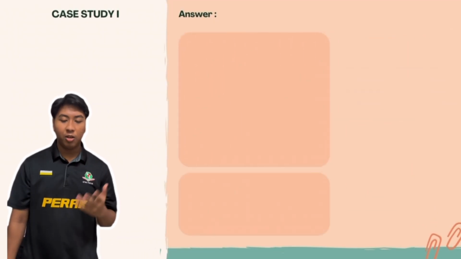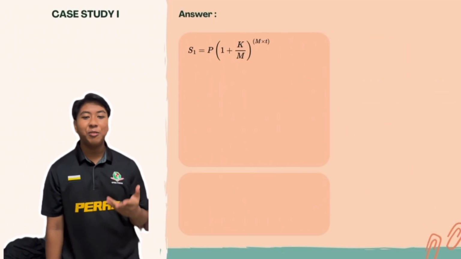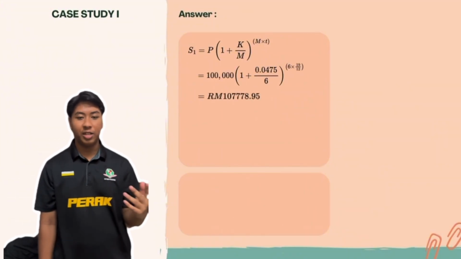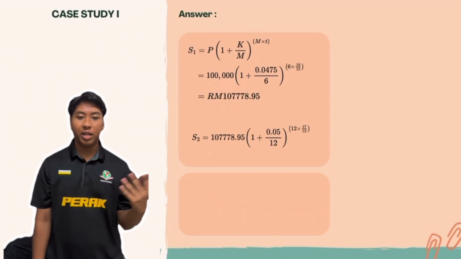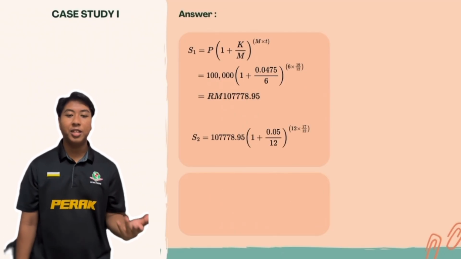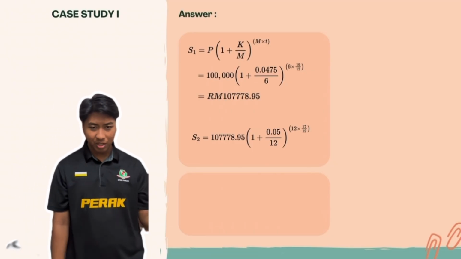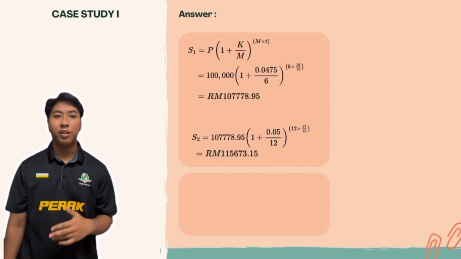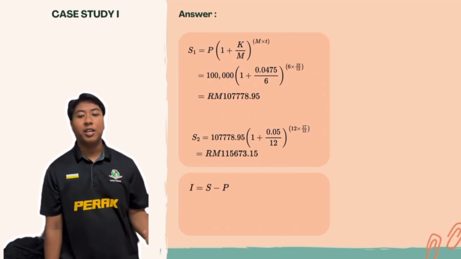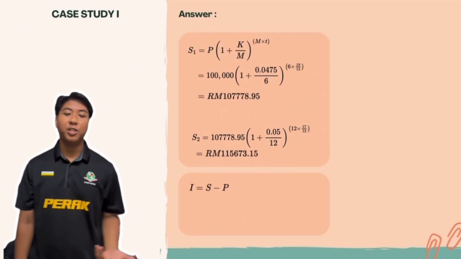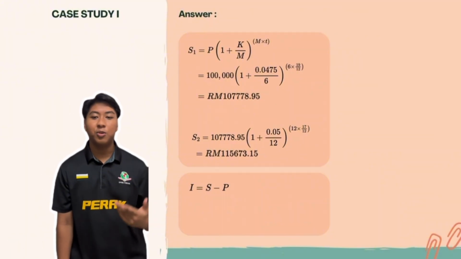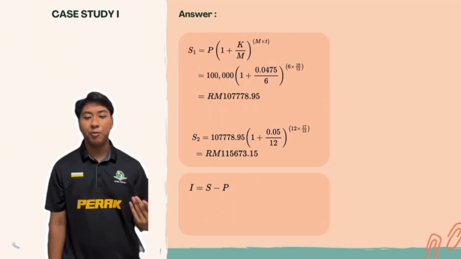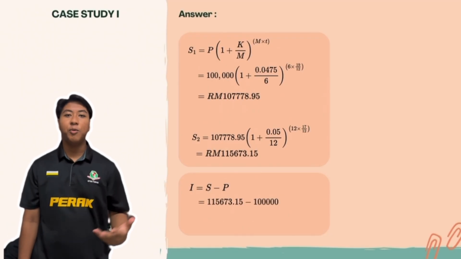After we find all of the information, we put it into the formula and we will get the first future value. After that, we need to find the second future value, but we need to change the principal to the first future value, and we will get the second future value. Next, we can find the total interest. The formula of total interest is interest equals future value minus principal, and we put in the future value minus principal and we will get the answer.